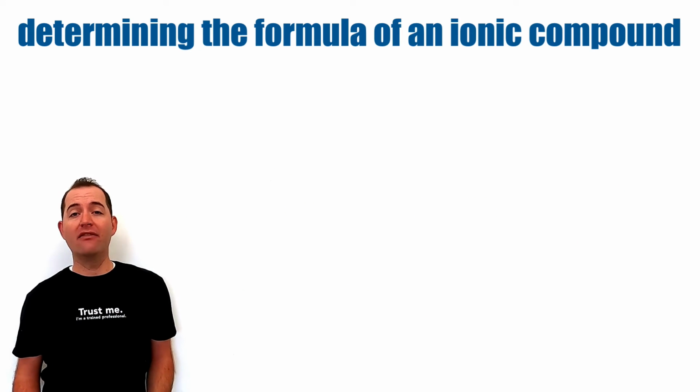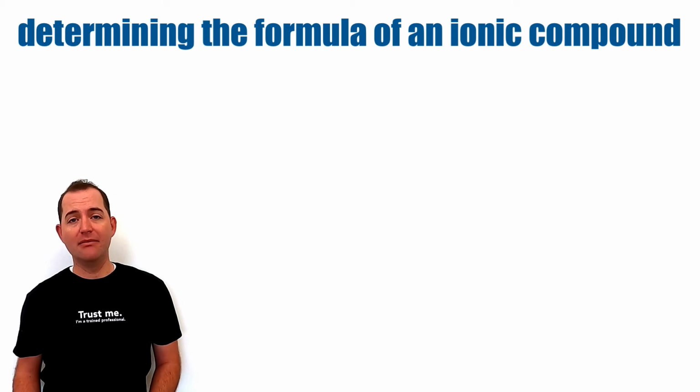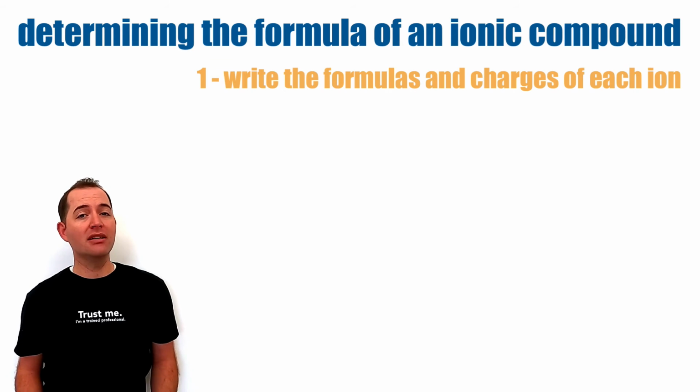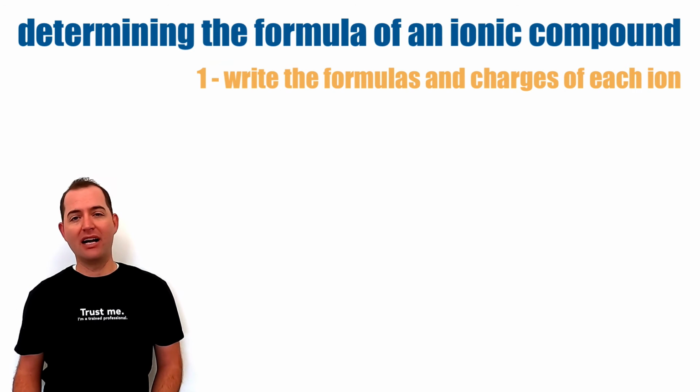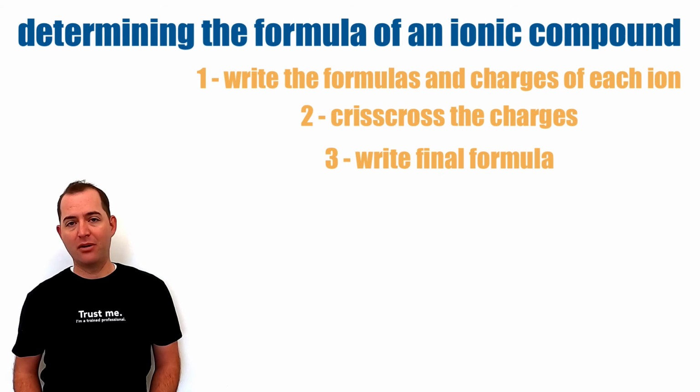Determining the formula of an ionic compound that includes transition metals works much the same as other ionic compounds. We will follow 3 steps. First, we will write the formula and the charges of each ion, with the positive ion first. Next, we will crisscross the charges to determine the number of each ion that is needed. And third, we will write the final formula.